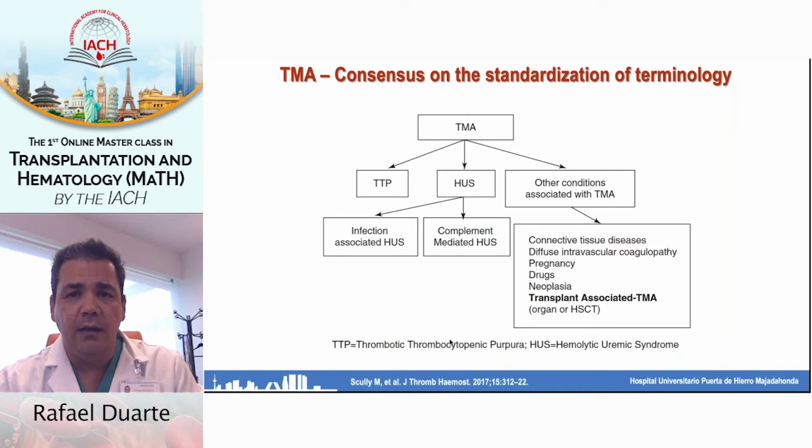International consensus came about a few years ago to try at least to standardize terminology. And now we can differentiate within TMA patients that have a thrombotic TTP, an HUS, and other conditions associated with thrombotic microangiopathy, including many different complications, and among them, transplant-associated forms of TMA.